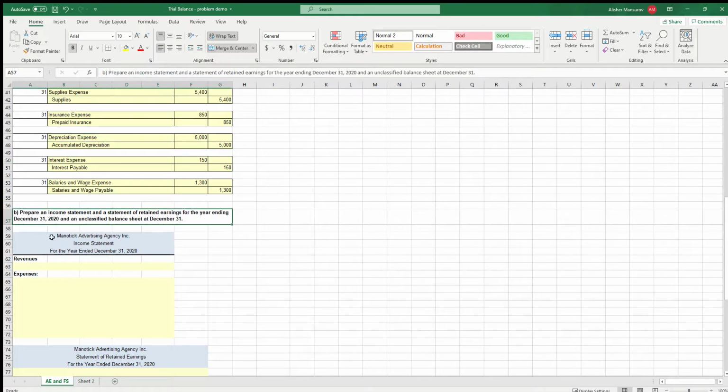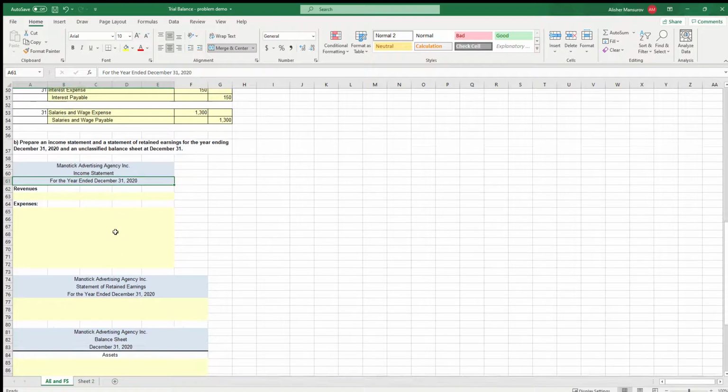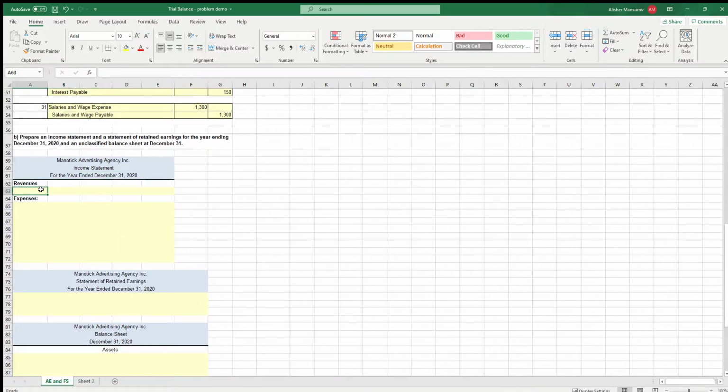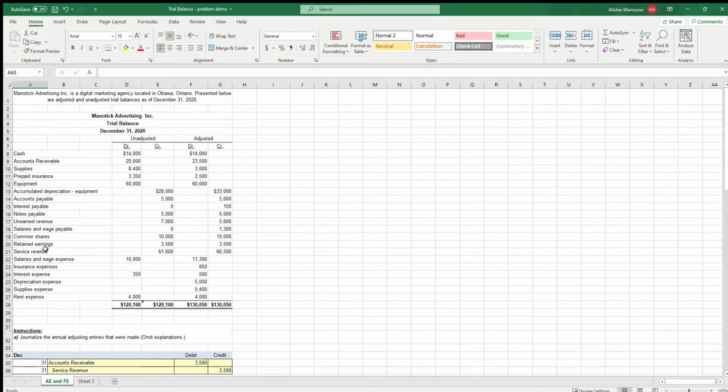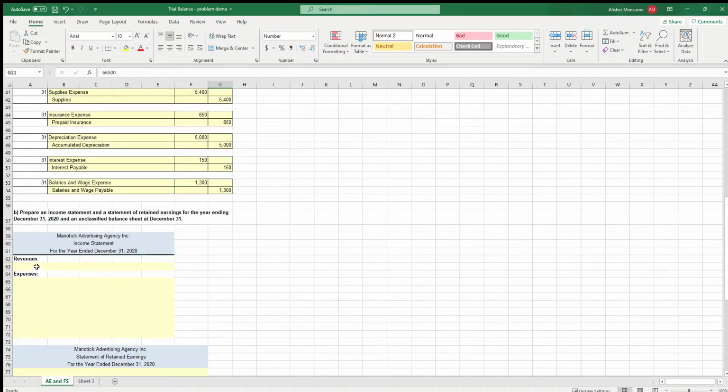And now we'll prepare an income statement and a statement of retained earnings, as well as an unclassified balance sheet at December 31st. We'll start with the income statement here. The template is given, and we have the revenue section. The only revenue account we have here is service revenue, which was $66,500 at the end of the year. So let's record that, service revenue, and that was $66,500.